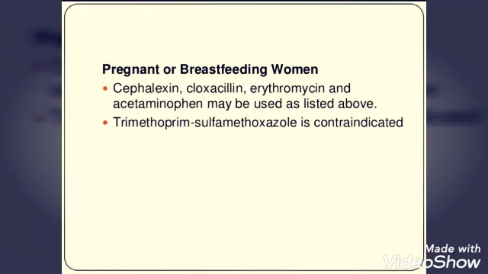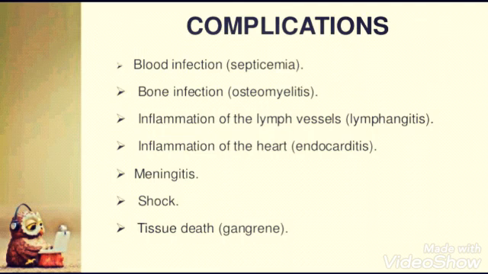Then in this condition there are certain complications. These complications are blood infections, bone infections, inflammation of the lymph vessels, inflammation of the heart, meningitis, shock, tissue death. This condition looks very rare and very simple, but since it is long term, people don't get identified with the disease, so it can become very severe in a patient, and the patient may even die. So it is very essential to take the treatment when the symptoms are starting or it is in the first stage.